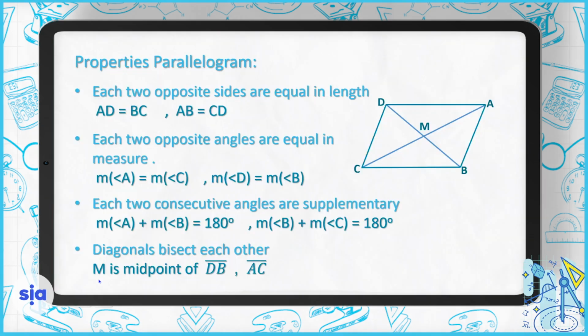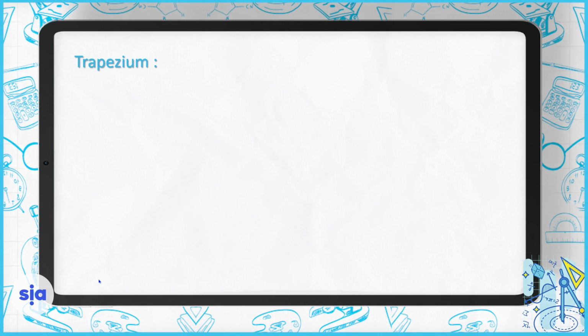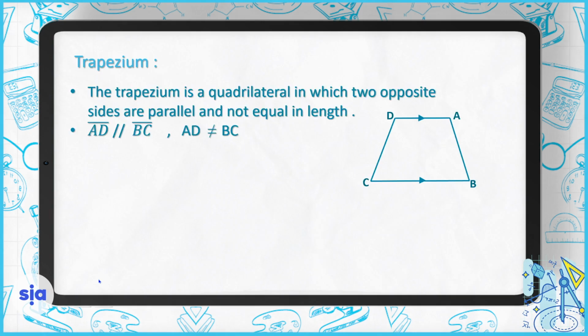The fourth property is that the diagonals bisect each other. So M is the midpoint of DB and AC segments. Let's now go and learn about the trapezium. The trapezium is a quadrilateral in which two opposite sides are parallel and not equal in length. As you can see here, segment AD is parallel to segment BC, but AD is not equal in length to BC. Let's go to exercise number 1.